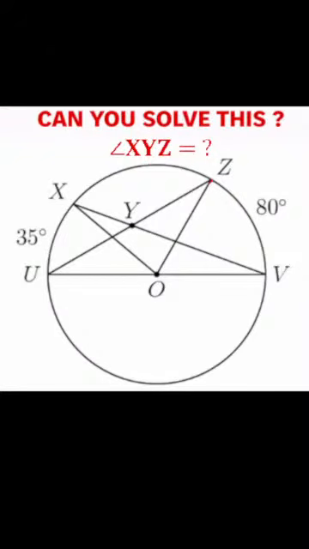Now you guys can continue. UV is the diameter. Yes, Ragman. UV is obviously the diameter, as O is going to be the center. O is the center. Now you guys can give it a try, I think.